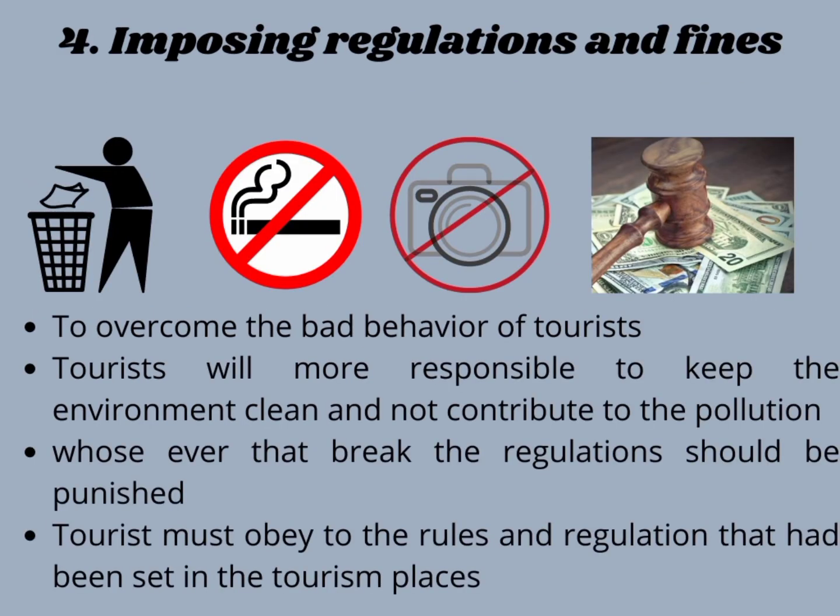Another way to reduce the negative impacts of mass tourism is by imposing regulations and fines. The responsible party at the tourism place should set regulations to overcome the bad behavior of some tourists. Tourists will be more responsible in keeping the environment clean and not contributing to pollution when there are strict regulations. Those who break the regulations should be punished, so that will make the tourists obey the rules or regulations.